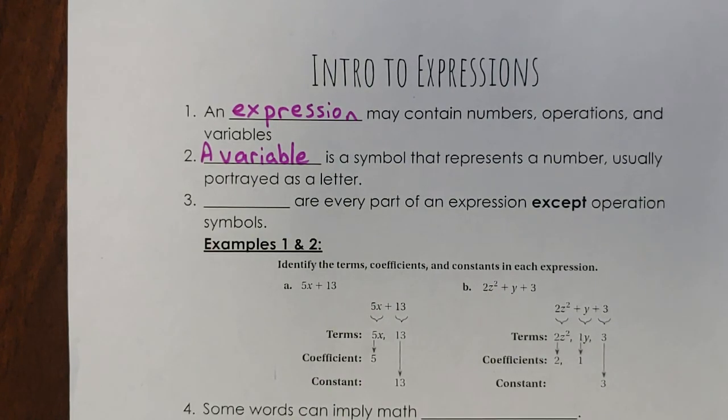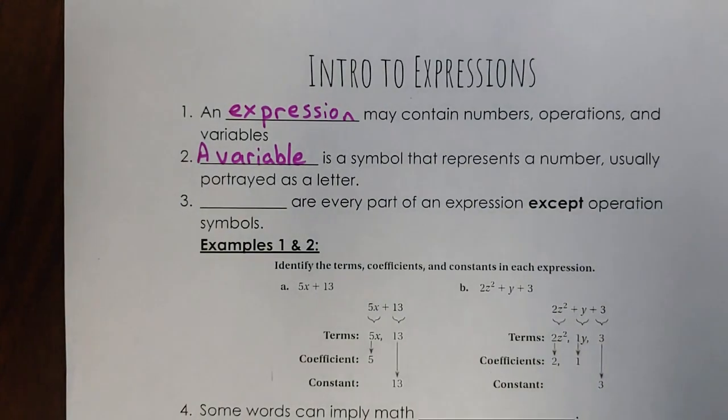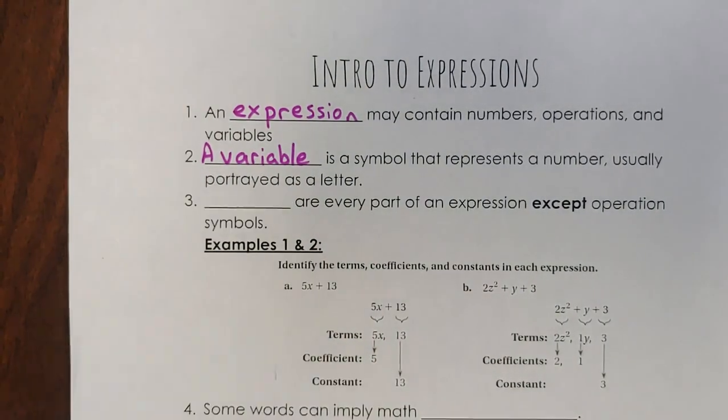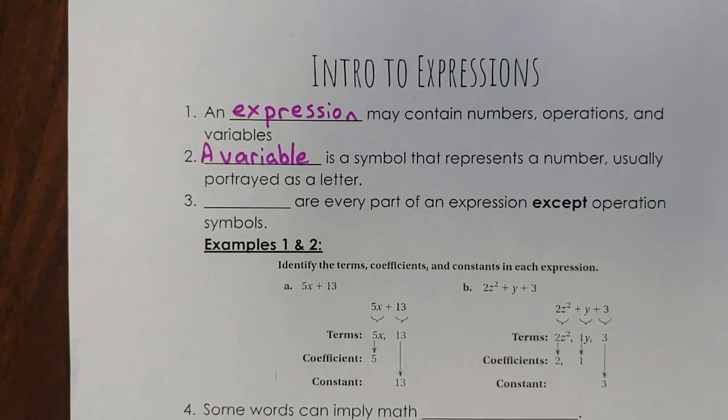A variable is a symbol that represents a number, usually portrayed as a letter. Okay, I'm going to stop this right here. So, an expression may contain numbers, operations, and variables. A variable is a symbol that represents a number, usually portrayed as a letter. So think about when you have formulas, all those letters that are in a formula, they're variables.